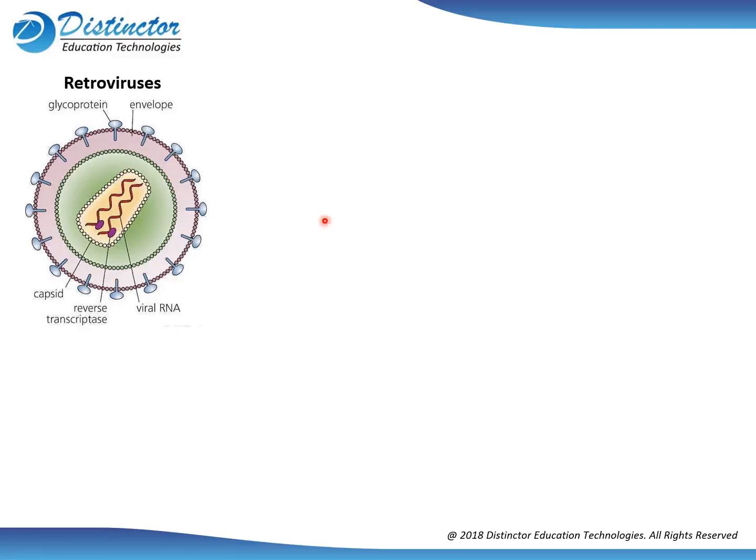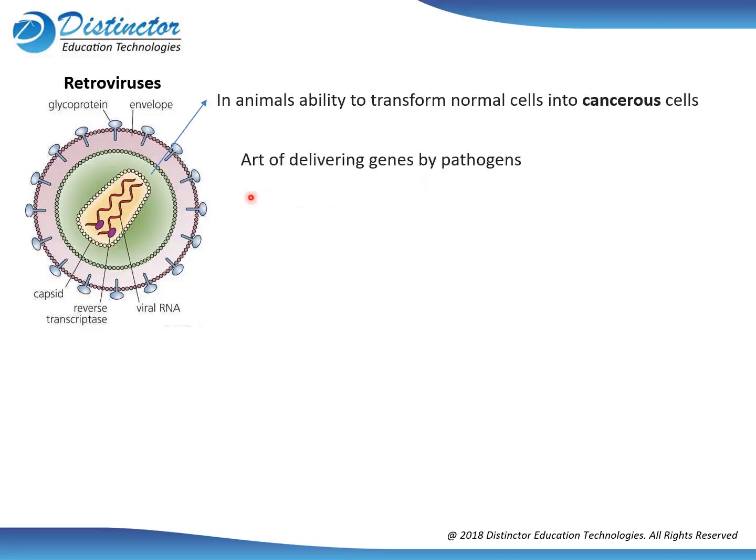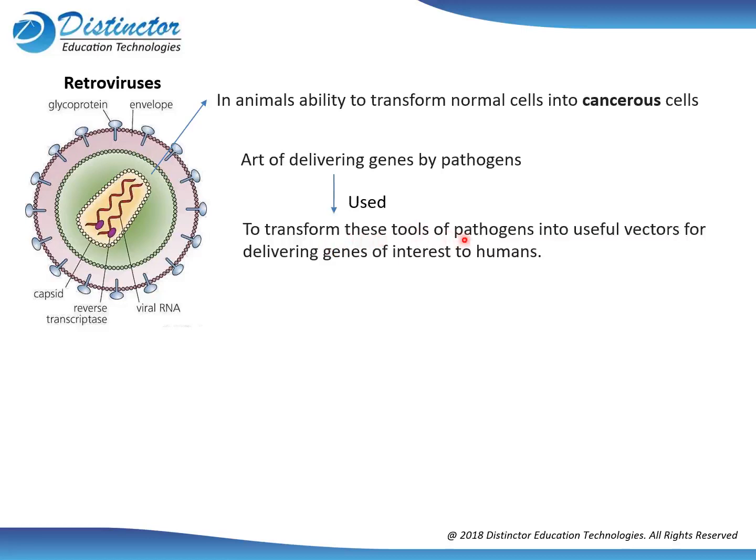The next one is a retrovirus. This retrovirus in animals has the ability to transform a normal cell into a cancerous cell. So they have the art of delivering genes as a pathogen. That is why these tools of pathogens are transformed into useful vectors for delivering genes of interest to humans. So the scientists use that Agrobacterium tumefaciens DNA, that is tDNA, and retroviruses to deliver the gene of interest to the plants and animals.